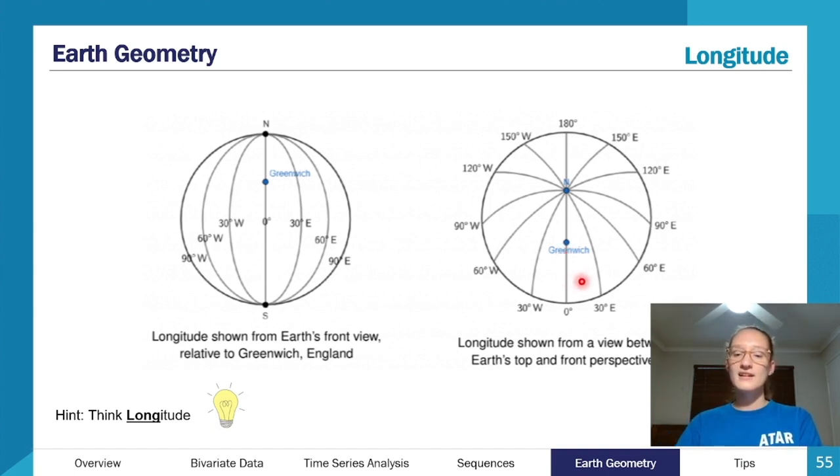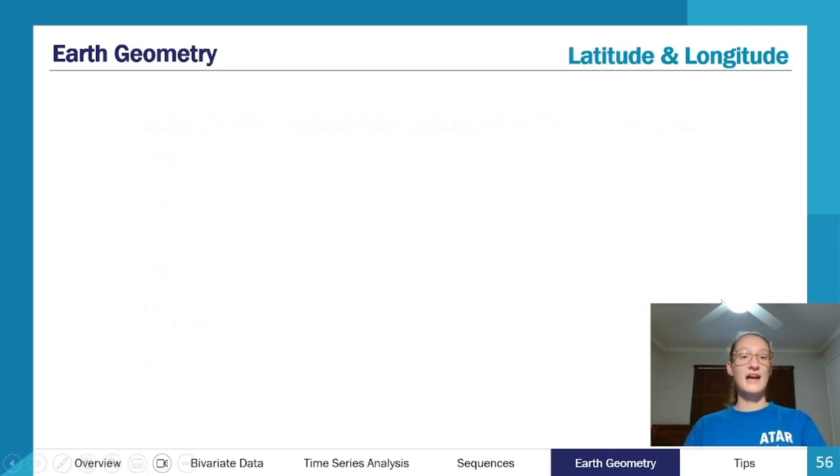So as we go around here, we go 30 degrees east, 60 degrees east, 90 degrees east, 120, 150 degrees east, and then at the back at 180, which is where east and west merge. So that hopefully will help illustrate that in your head a little bit more.